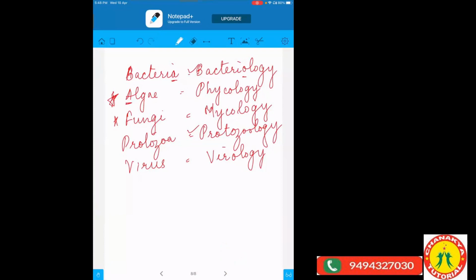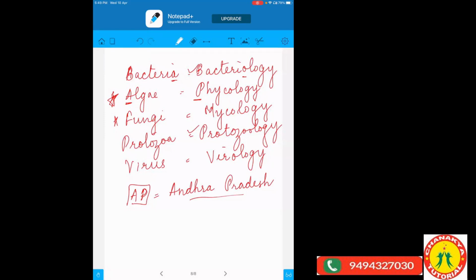In algae, what is the first letter? A. In phycology, what is the first letter? P. When we talk about AP, which state do we talk about? Andhra Pradesh, right? So like this, you can learn. A is for algae, P is for phycology. So shortcut, Andhra Pradesh. So confusion will not be there for you all. When we join together, it becomes Andhra Pradesh to us.